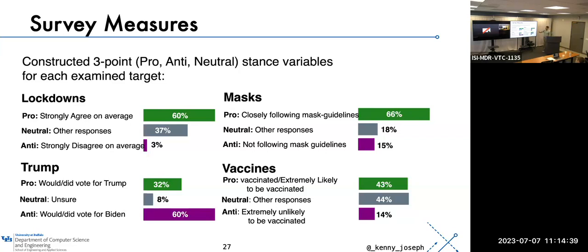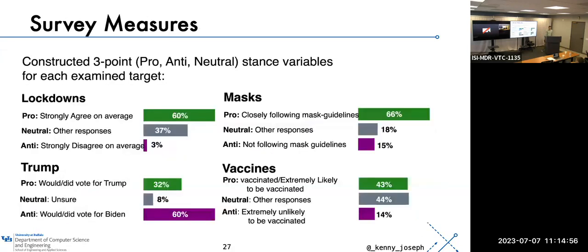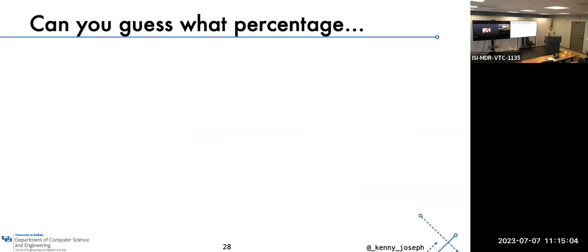But again, the goal was to compare these two apples to apples. So we're creating a single pro, neutral, anti measure from the survey on these 4 topics, then a single pro, neutral, anti, the standard stance classification task, from social media annotations. Okay, so we have a survey measure for people. We have a social media stance measure for people. Let's play a little game.